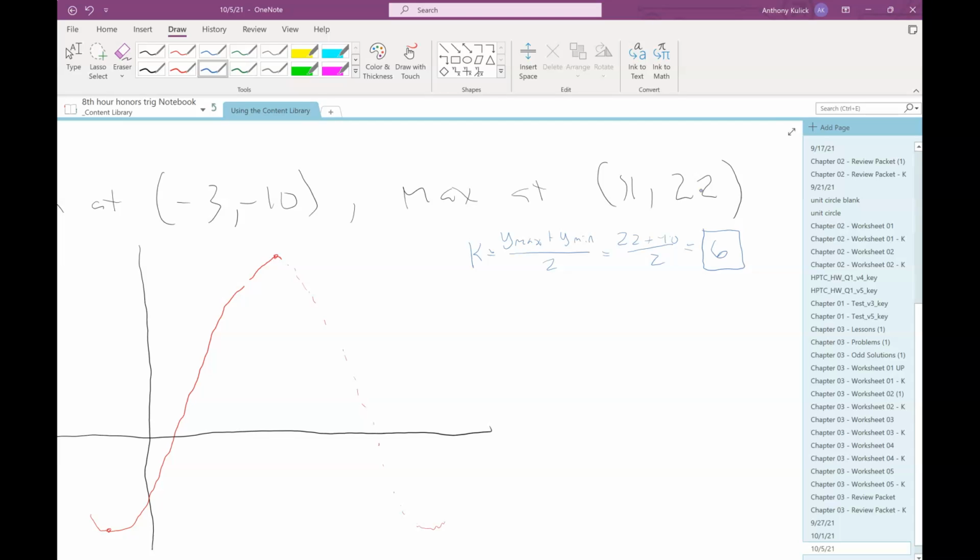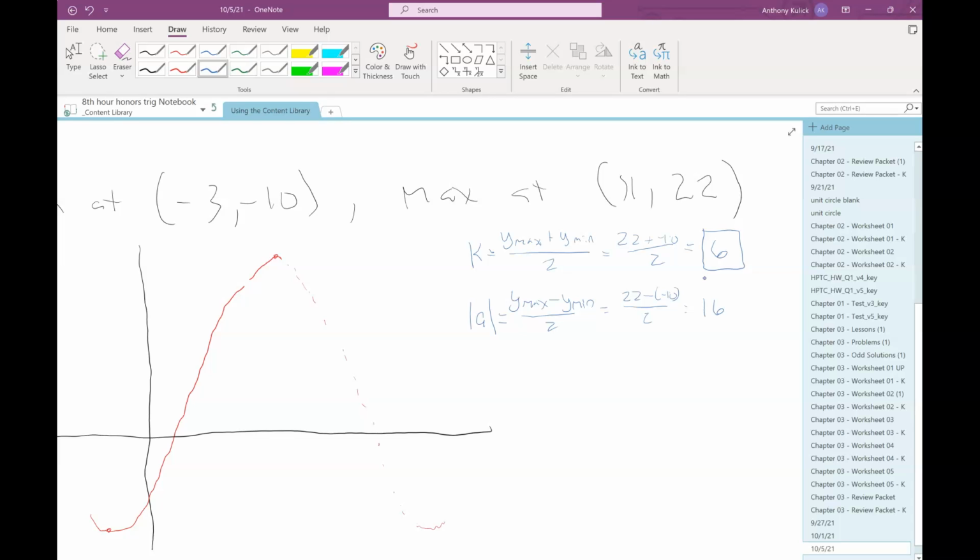Now, the A value, or the amplitude, I should say, is half the vertical distance between those two points, right? So that would be y max minus y min divided by 2. Which is 16. Everybody's okay with that?